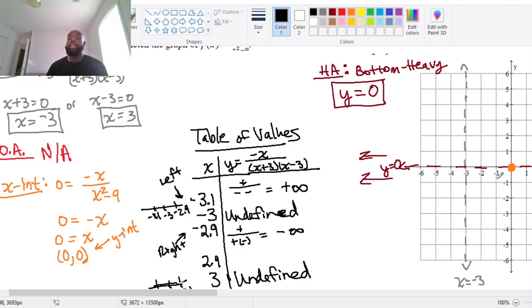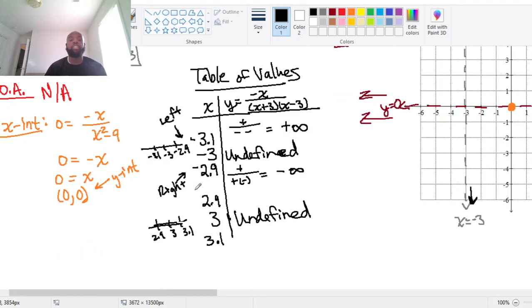Now, -3.1 was to the left, and my function is going to positive infinity. This is the left side of -3, and I put an arrow there to let me know that I'm going to positive infinity. -2.9, I'm going to negative infinity. -2.9 is to the right, and so I'm going to go to negative infinity. So I'm going to put that in my graph.